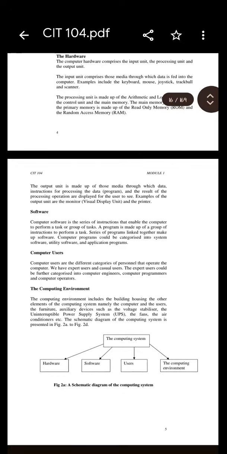Computer users. Yes, computer users. That's the computer system. The computing system comprises three different components: the computer system itself, the computer users, and the computing environment. So the computer users, us like this, we are the computer users now. We use the computer every day to perform different tasks. So we are part of the computing system.